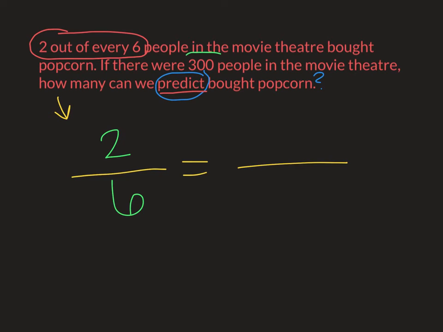Now we're looking at 300. Okay, we're not talking about 6 people anymore. Now we're talking about 300. 300 is our new total. Okay, so since it's our new total and we're predicting from it, it's going to go on the bottom. Now we don't know the number that goes on the top. That's what we're solving for. Once we solve and get the answer that goes right here, we will know how many people we can predict to have bought popcorn. Okay, hopefully you remember how to solve the proportion because this is not new.